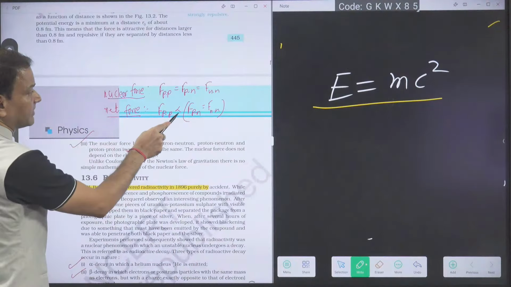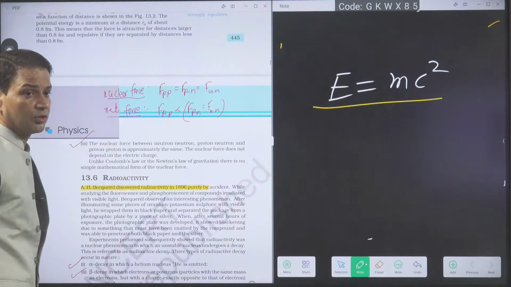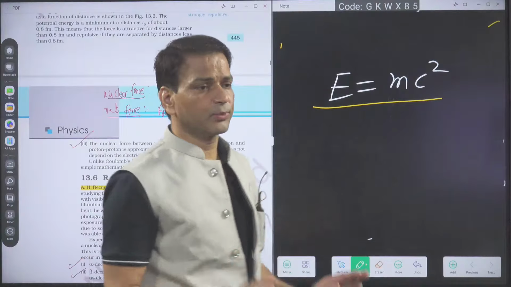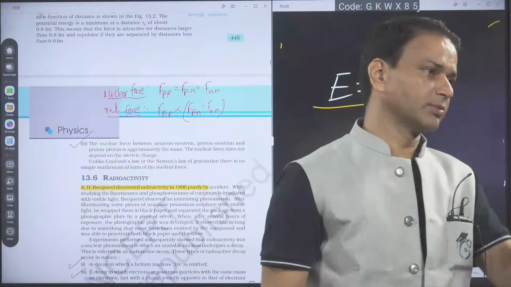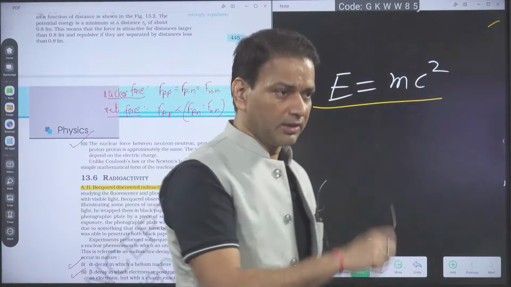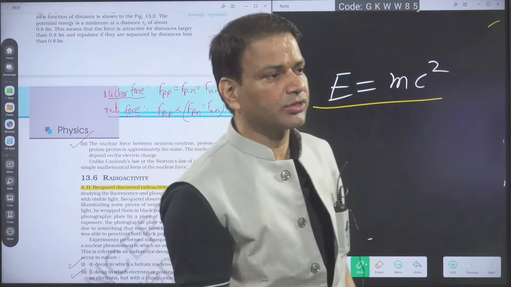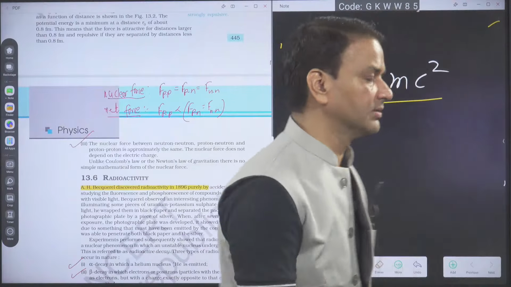Proton-proton is less than proton-neutron and neutron-neutron. Okay, why? Because proton-neutron and neutron-neutron have only attractive nuclear force. But in proton-proton, there is nuclear force and electrostatic repulsion, so net force will decrease. Okay.